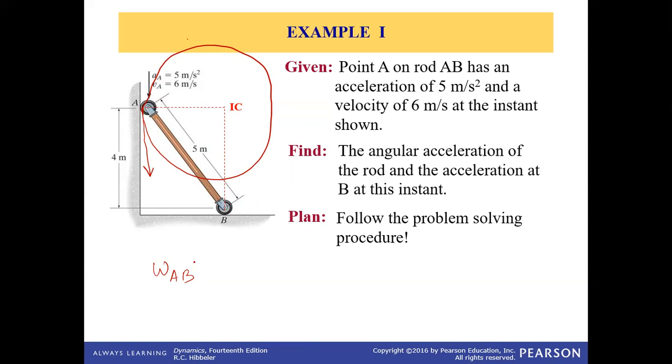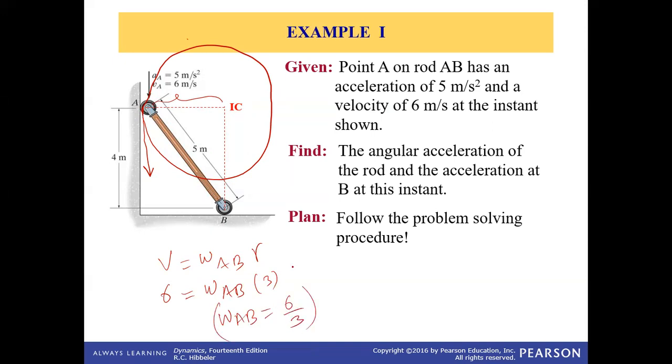Then what is your omega in that circle? VB equals omega R. VB equals omega AB R. Right? Then what is your R? This is your R now. Look at that. So how much is that? 3, right? VB is how much? 6. 6 equals omega AB times 3. Then what is your omega AB? 6/3. Look at that. How cool is that?